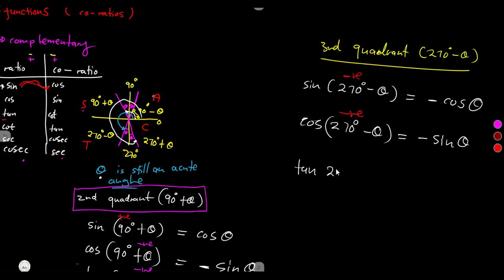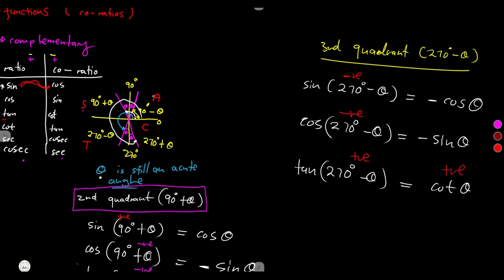A tan of 270 degrees minus theta, because of the quadrant where we are, which is the quadrant of a tan, it is going to change to what? A cot, which is what? A positive, because tan is positive in that quadrant. It is the quadrant of a tan.